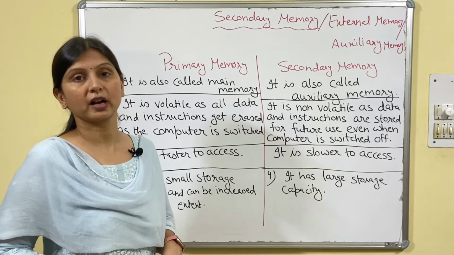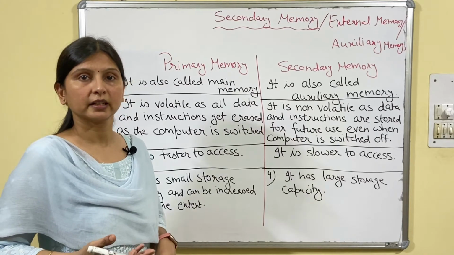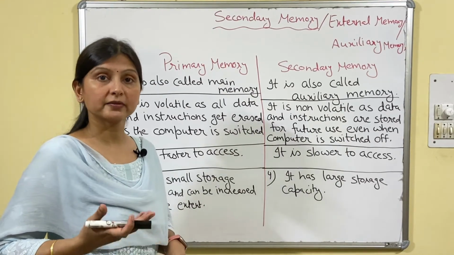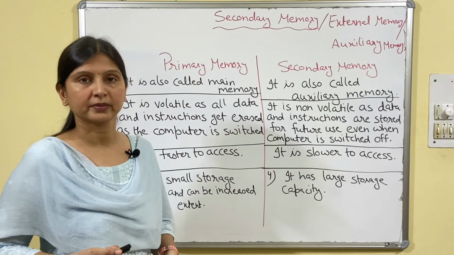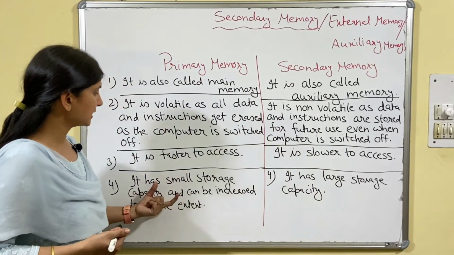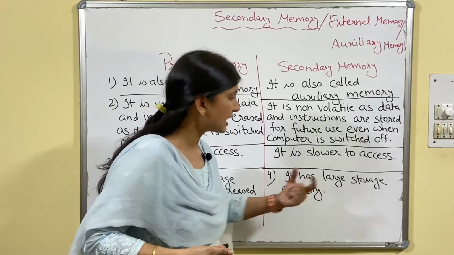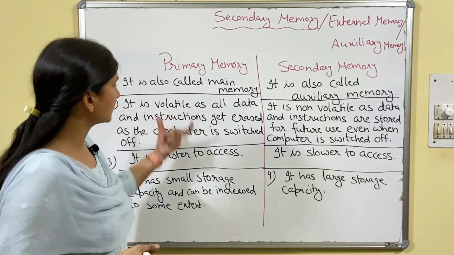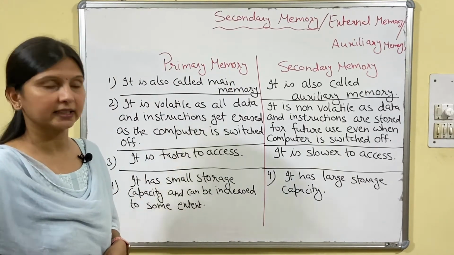Now in secondary memory, the hard disk is the example of secondary memory, and you know very well what the capacity of a hard disk is. It's in terabytes. Fine. And you know the terabyte unit is very large as compared to the GB. Fine. So I hope the difference is clear. It has small storage capacity and it has large storage capacity. So these are the four main differences between primary memory and secondary memory.